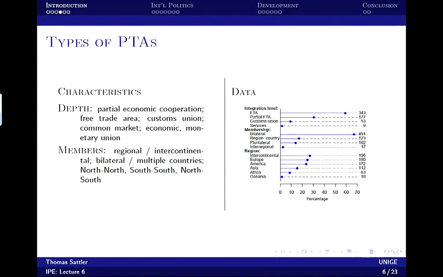And to give you a sense of how this looks, this is a picture that relies on data on all the preferential trade agreements that we see in the world. So 340, that's more than 50%, are free trade areas. 170 are partial free trade areas. Very few of them, only 53, are customs unions, and only 9 of them are just about trade in services.